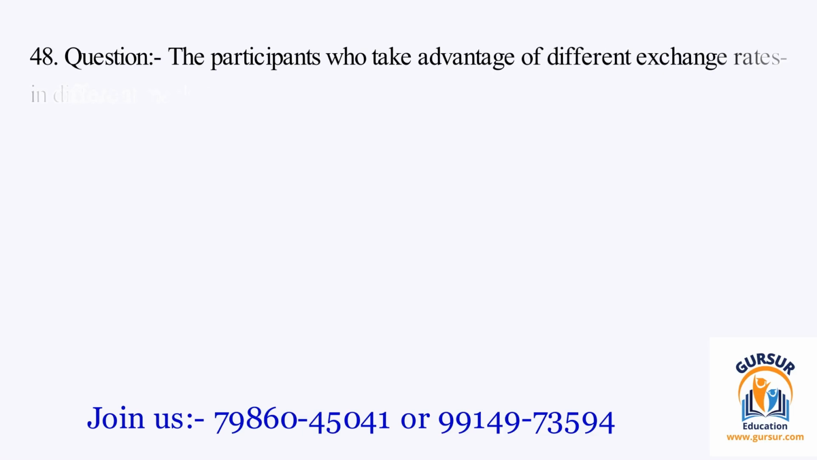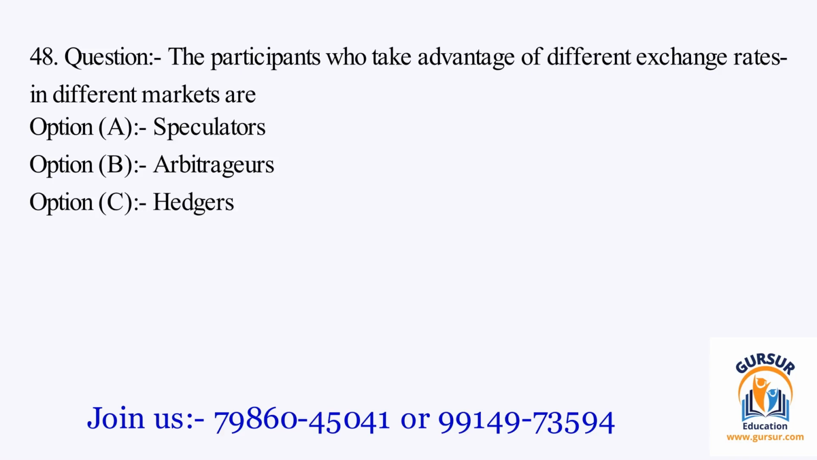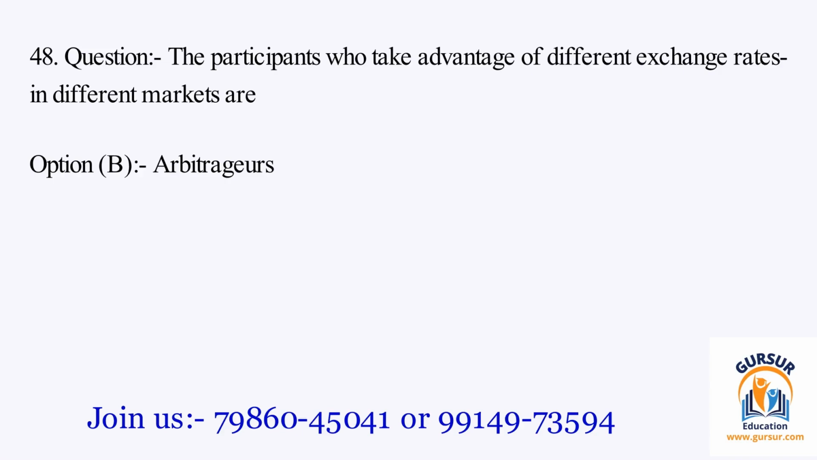Question number 48. The participants who take advantage of different exchange rates in different markets are: the option A is speculators, the option B is arbitrageurs, the option C is hedgers, the option D is investors. The right answer of the question is option B, and that is arbitrageurs.